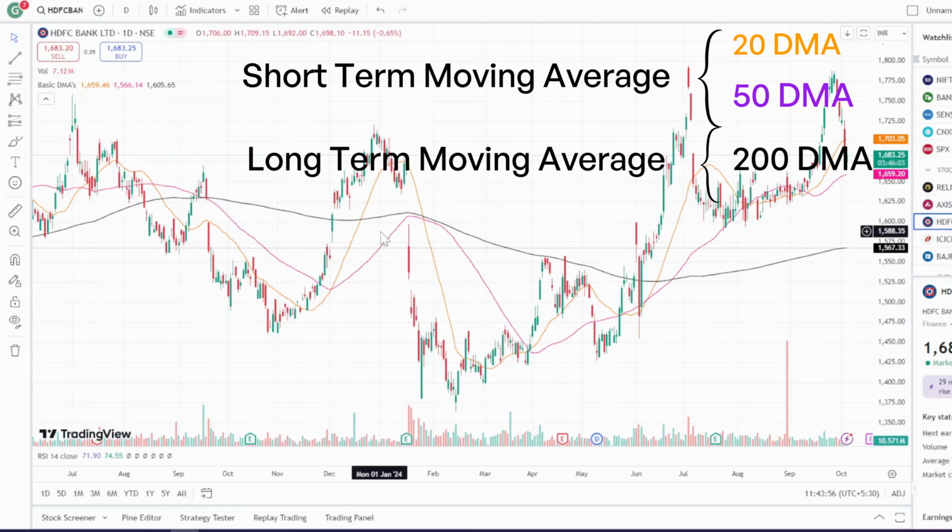There are two famous types of crossovers. The golden cross is when the 50 DMA crosses above the 200 DMA. And the death cross means the 50 DMA crosses below the 200 DMA. A golden cross is a strong buy signal, whereas a death cross is a strong sell signal.